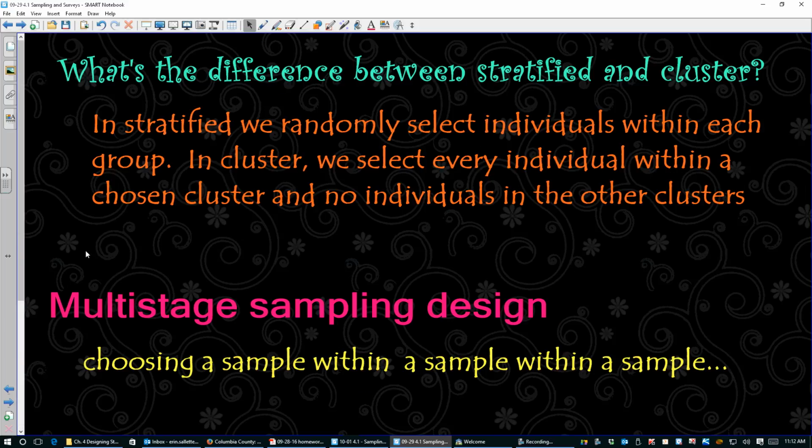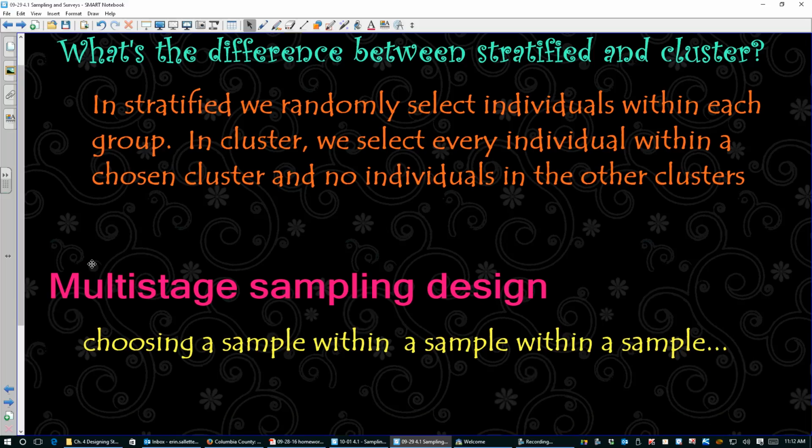What's the difference between stratified and cluster? In stratified, of course, we've divided up into groups, and in cluster, we divided up into groups. However, with stratified, we select individuals from each group, whereas in cluster, we select entire groups, and survey everybody inside each of those clusters.